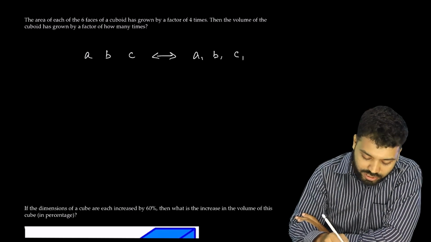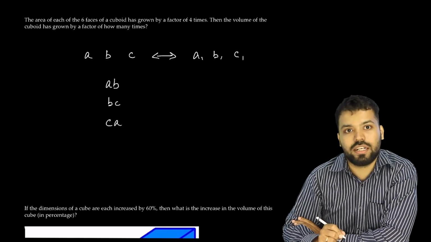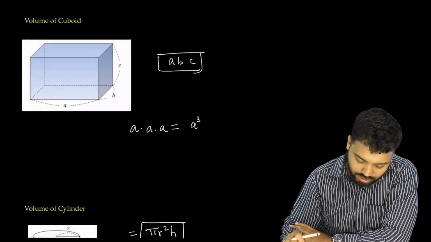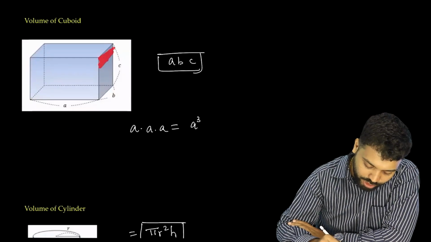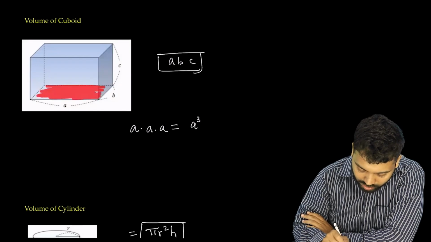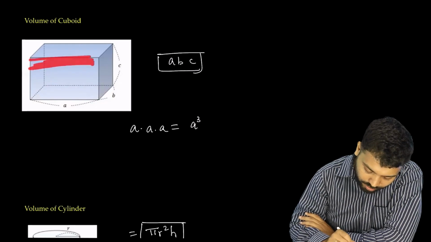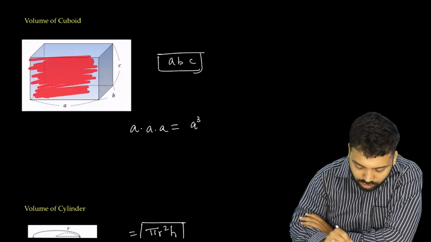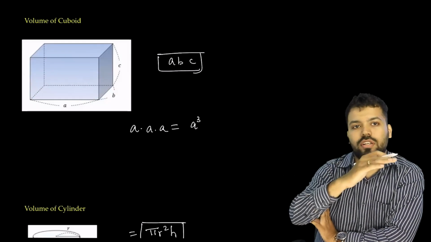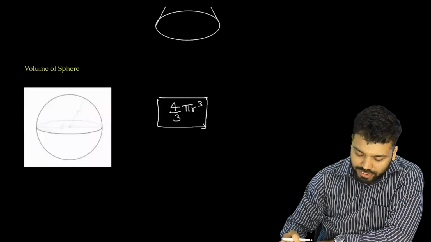So what are the different surface areas we have? We have AB, BC, and CA. Correct? These are the different surface areas we have. As you can see here, this is one of the surface areas, which is B into C. This is one which is A into B. And one more is this one, A into C. Corresponding, you will have one more of each pair: A into B front and back, B into C right and left, and similarly A into B top and bottom, which is again the same.